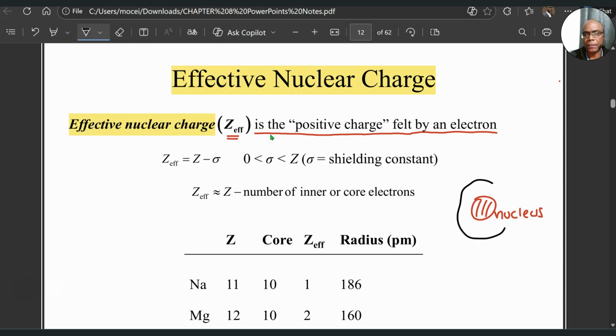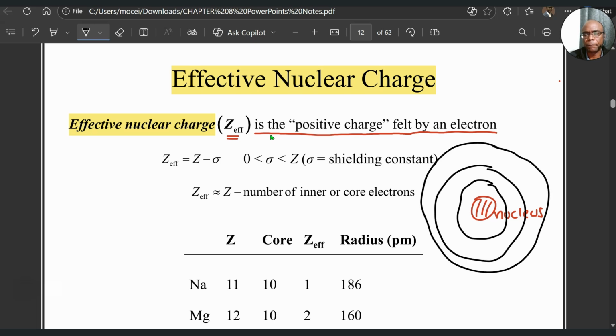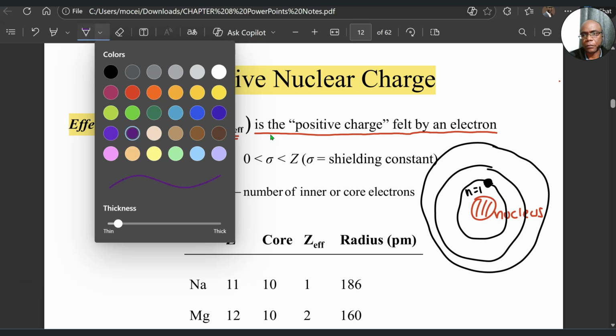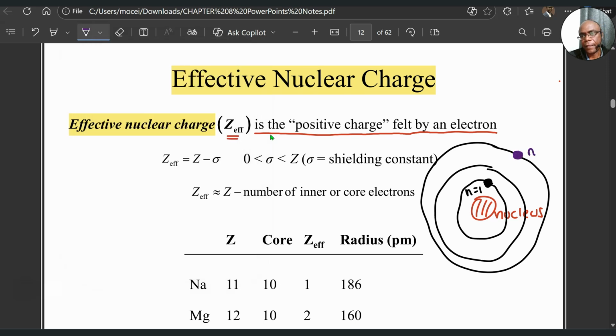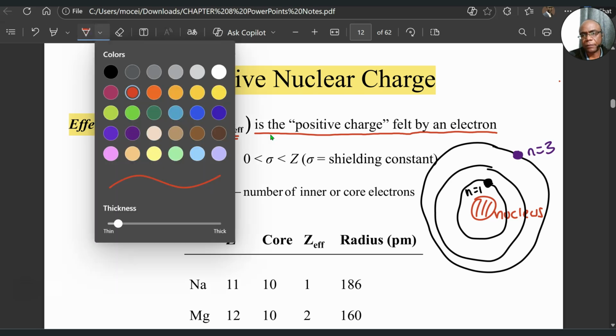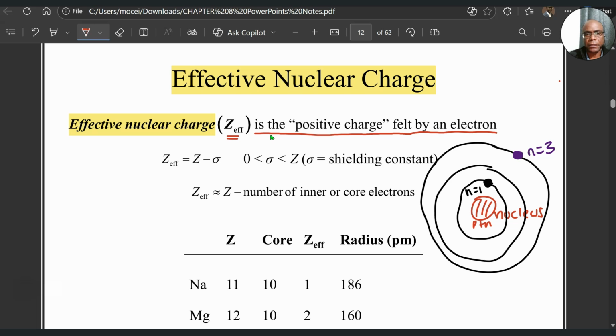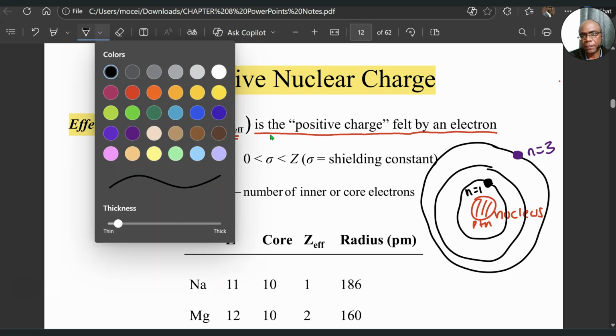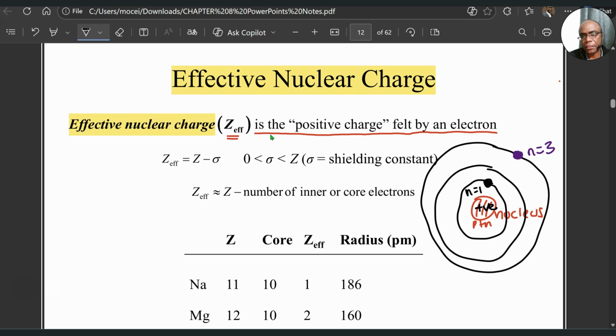nucleus and draw some shells. I'm going to draw 3 of them. So imagine you have an electron on n equals 1 and another electron on n equals 3. Now remember that the nucleus has protons and neutrons, so you can imagine that the nucleus is positively charged. Why? Because neutrons are neutral, protons are positive, electrons themselves are negatively charged.